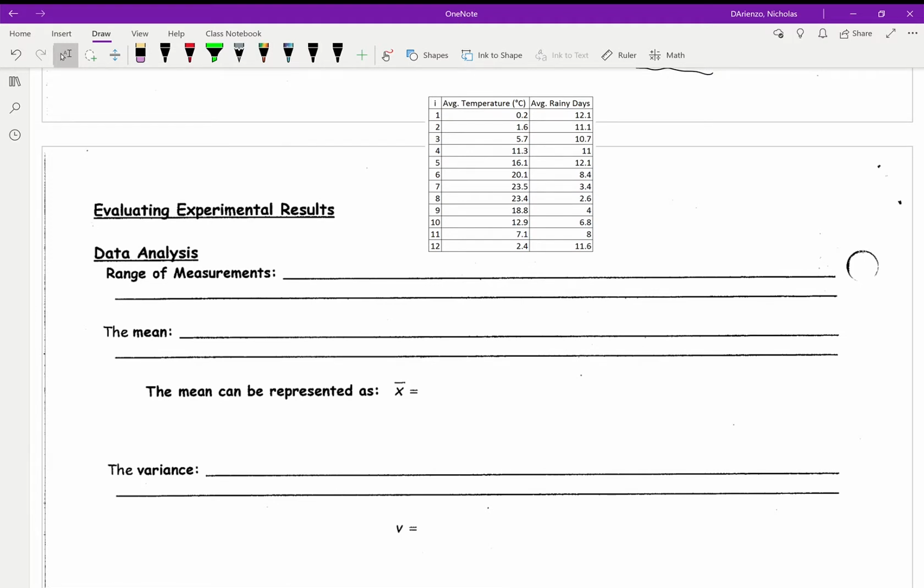So a little review here on evaluating experimental results. Most of this you should have used before. We would have used a lot of this in chemistry if you had taken that with me. A form of data analysis looking at the range of measurements. What that is, the difference between highest and lowest values in a given data set.